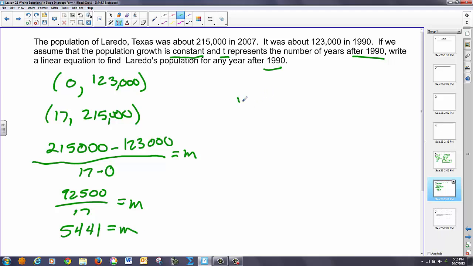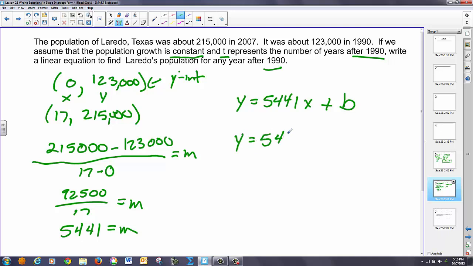So we have y equals 5,441x plus b. Now this is an interesting problem because we know we have a point where the x value is 0 and we have a y value. This is really our y-intercept. So I don't even have to go and calculate it. I can just say my equation of the line is y equals 5,441x plus 123,000.